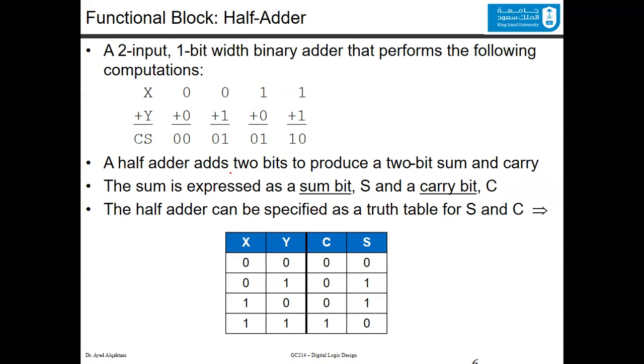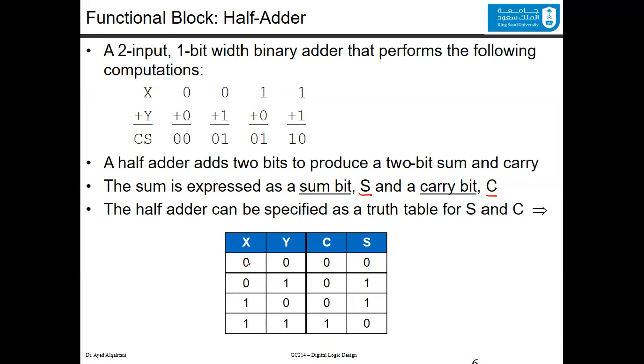A half adder adds 2 bits to produce a 2-bit sum and carry. The sum is expressed as a sum bit, S, and a carry bit, C. The half adder can be specified as a truth table, as you can see here.